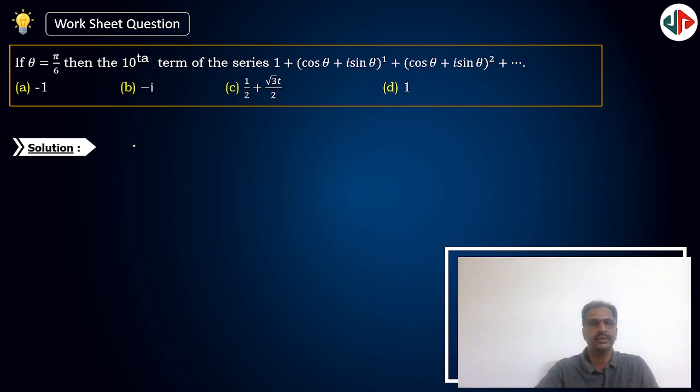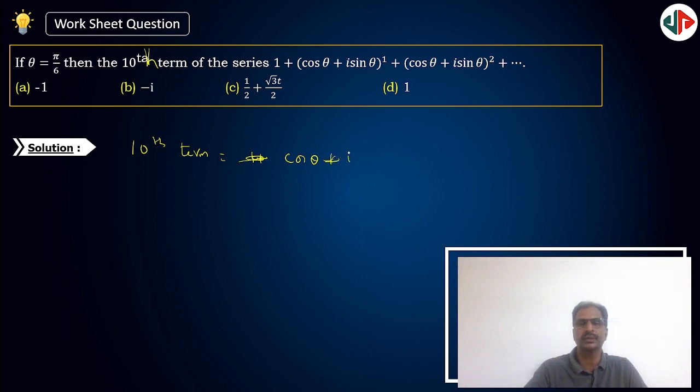Next, if theta is equal to pi by 6, then the 10th term of the series. Look at the series and tell me the 10th term. In second term, we have cos theta plus I sin theta whole power 1. For third term, you have 2. So for 10th term, you get cos theta plus I sin theta whole power 9. This is nothing but cos 9 theta plus I sin 9 theta from de Moivre's theorem.